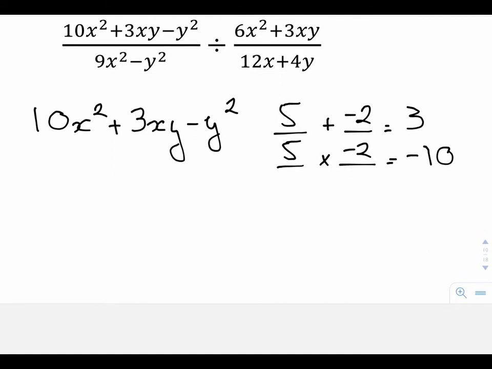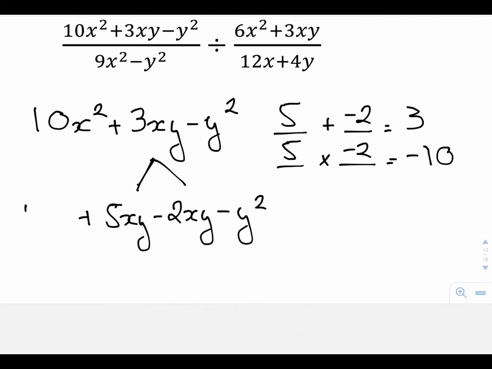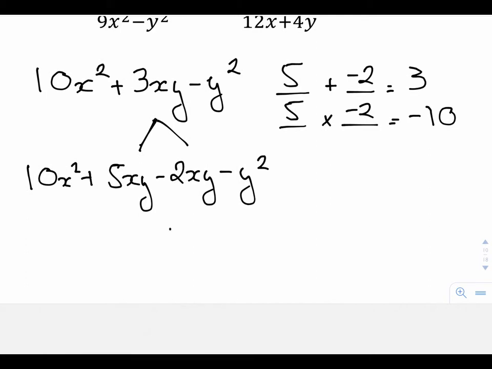So at this point, we decompose our middle term. So the 3xy becomes 5xy minus 2xy, and the ends remain the same. I have a plus 10x squared in the front. And now I can factor by grouping.